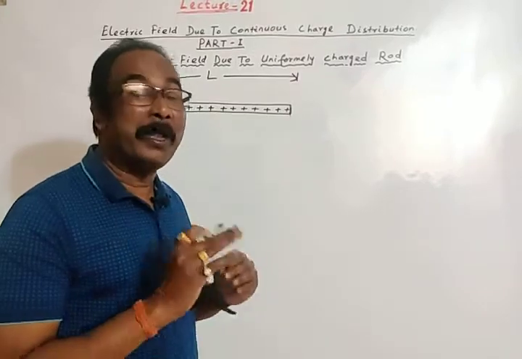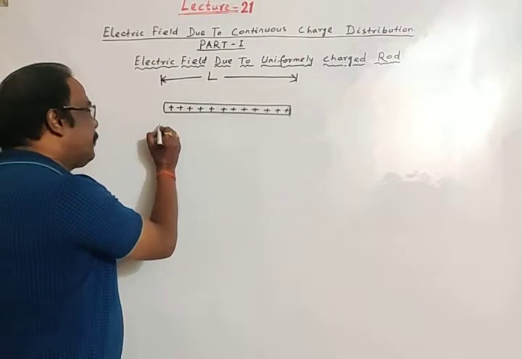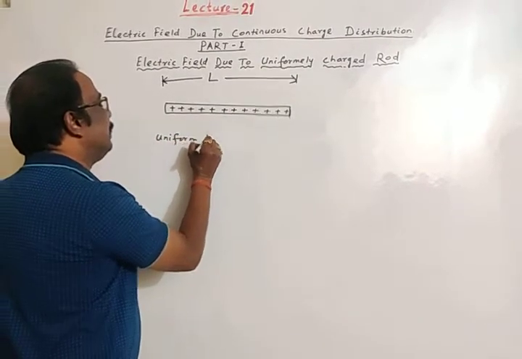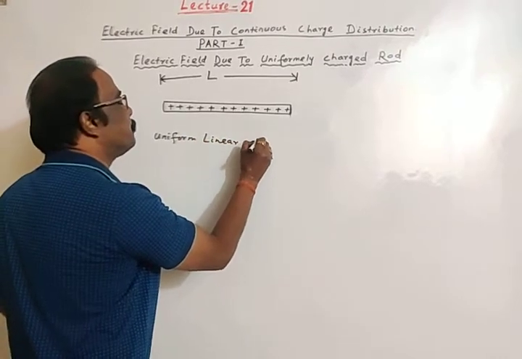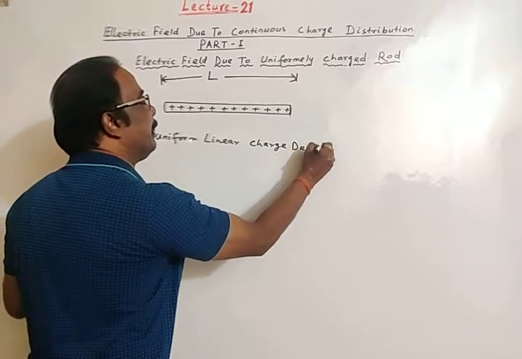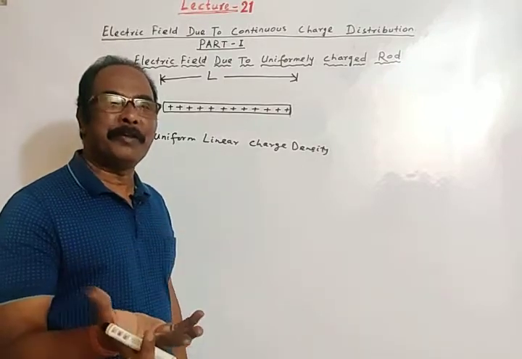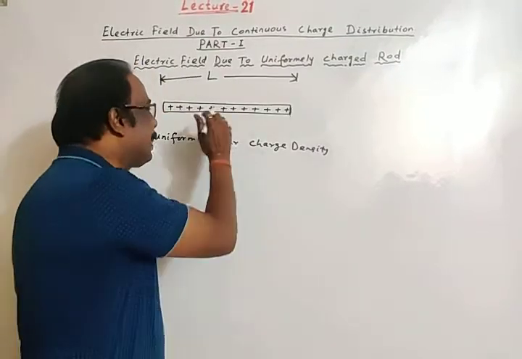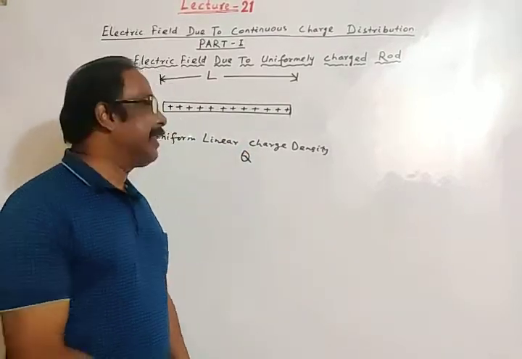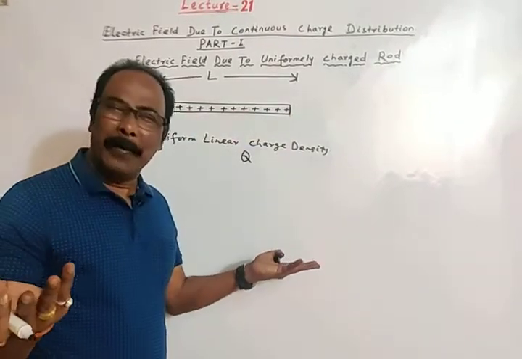If we are considering a conducting rod, then we may first take uniform linear charge density. Charge is distributed uniformly. Let the total charge given to the rod be Q. Then the whole charge Q is distributed throughout its length.